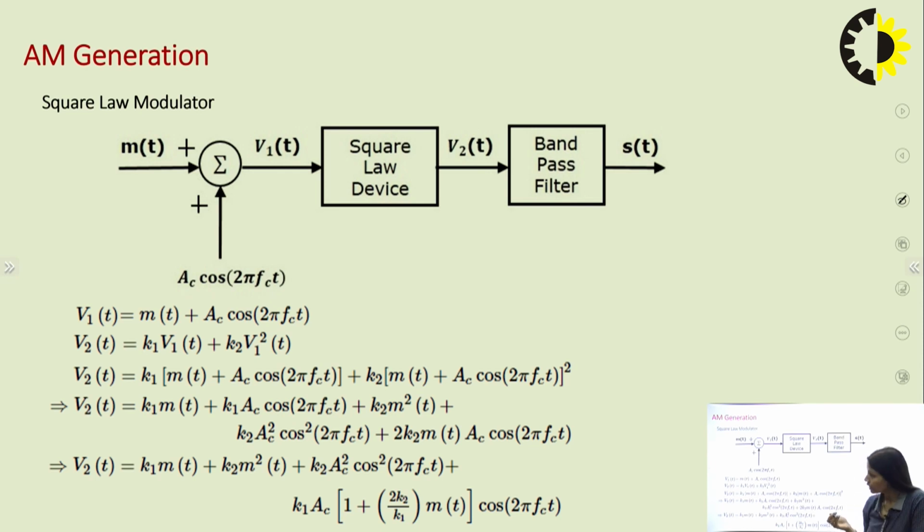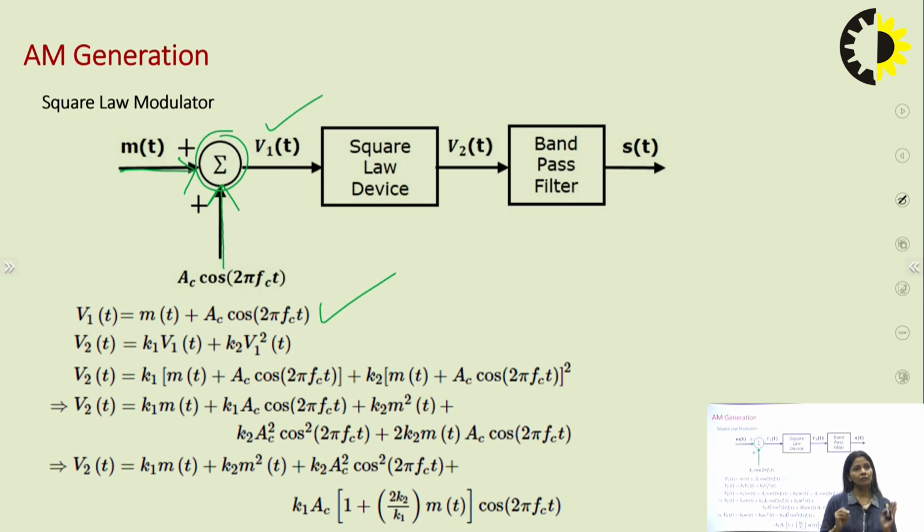So first of all I will put this carrier wave and message signal into my adder circuit. The first block is the adder or summer block, in which I am adding my two signals. First is my message signal and second is my carrier signal, that is m(t) plus AC cos 2 pi FC t. This will be my V1(t).